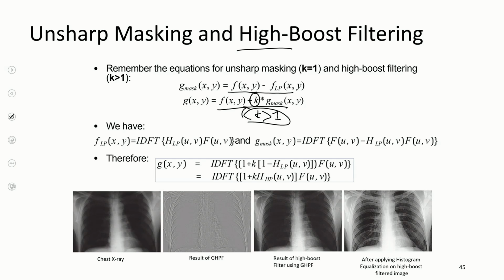Okay, now the same thing I can do in the frequency domain. First I have to low-pass the image. In order to find the low-pass filtered image, I have to multiply the Fourier transform of the image with the low-pass filter, any filter: ideal, Gaussian or Butterworth. Okay, and taking the inverse will give me the low-pass filtered image in the spatial domain.